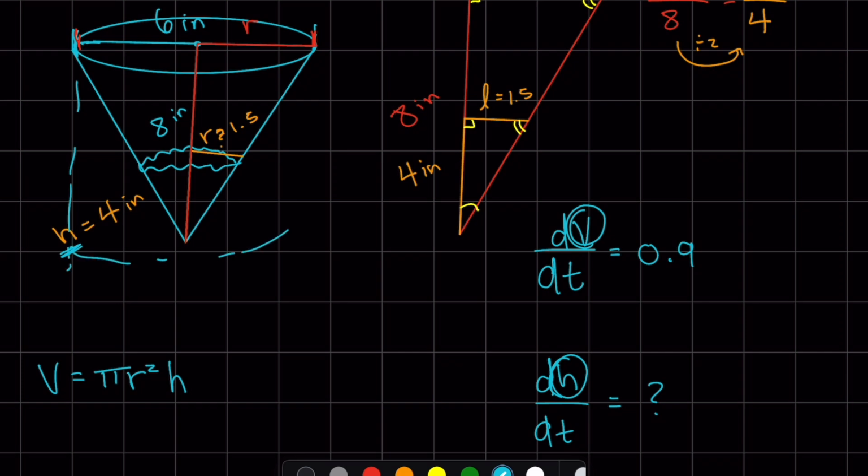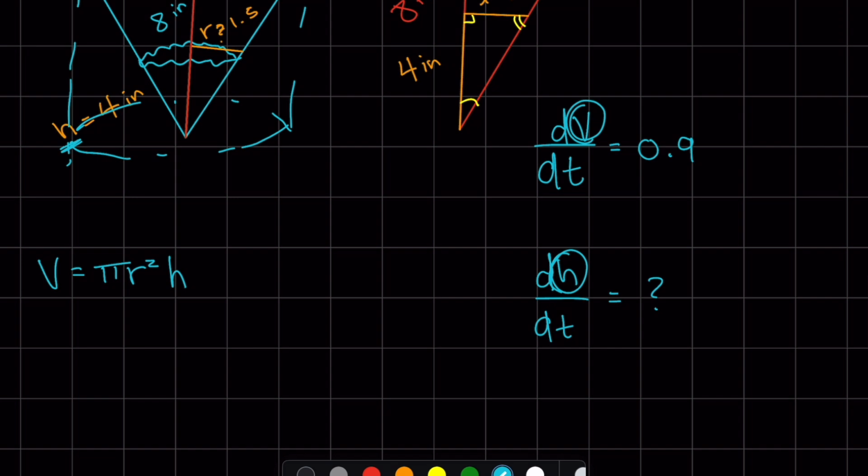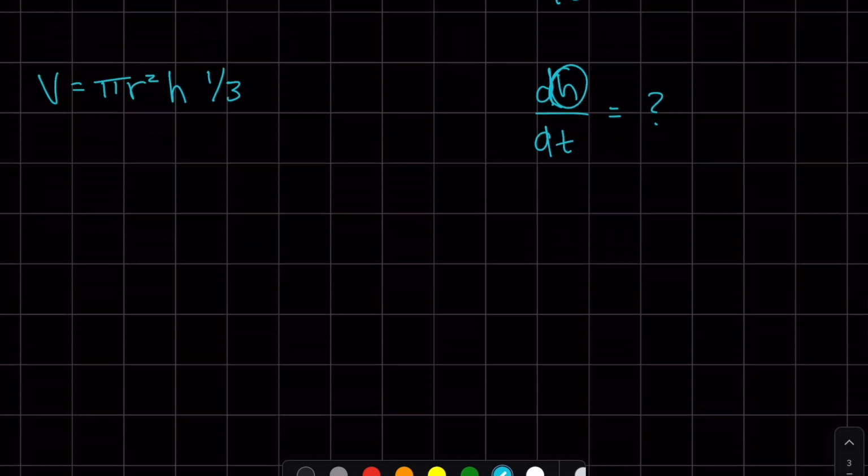And that would give us the volume of this cylinder that the cone is enclosed in. And so to find the volume of the cone portion, I need to multiply that by a third. When I take the derivative of both sides, I'm going to get dV over dt equals 1/3 pi, because those are constants, they can come together.